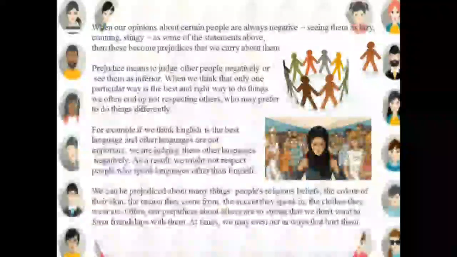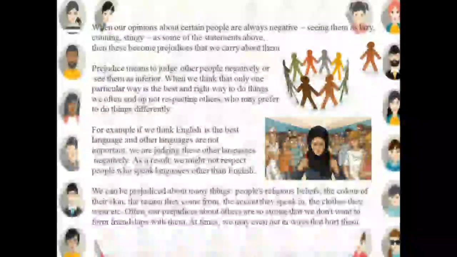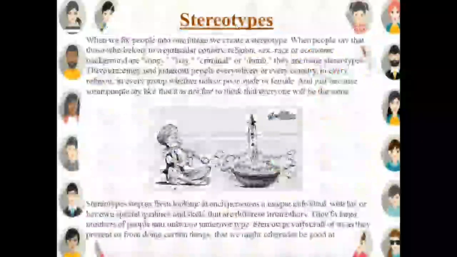For example, people's religious beliefs, the color of their skin, the region they come from, the accent they speak in, the clothes they wear, etc. Often, our prejudice about others is so strong that we don't want to form friendships with them. At times, we may even act in different ways and hurt them.